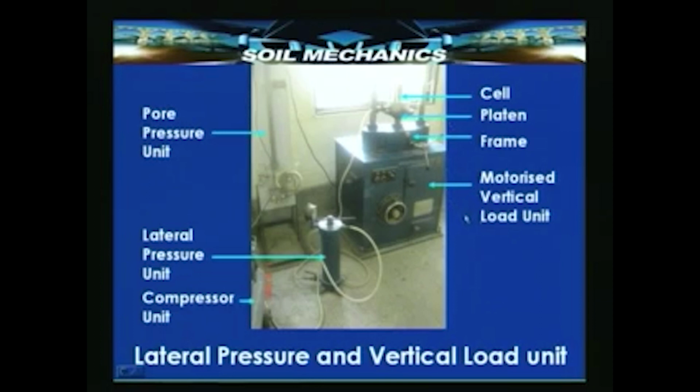So, using the same terminology which we used in one of the earlier photographs, we have here the cell, we have here the platen, we have here the loading frame, and then below the motorized vertical load application unit, and on the left you have a compressor which develops the air pressure that is required to apply the lateral pressure. So, this is the lateral pressure unit, and then lastly we have the pore pressure measuring unit to know the pore pressure at any stage of loading or any stage in the test that is developed inside the specimen.